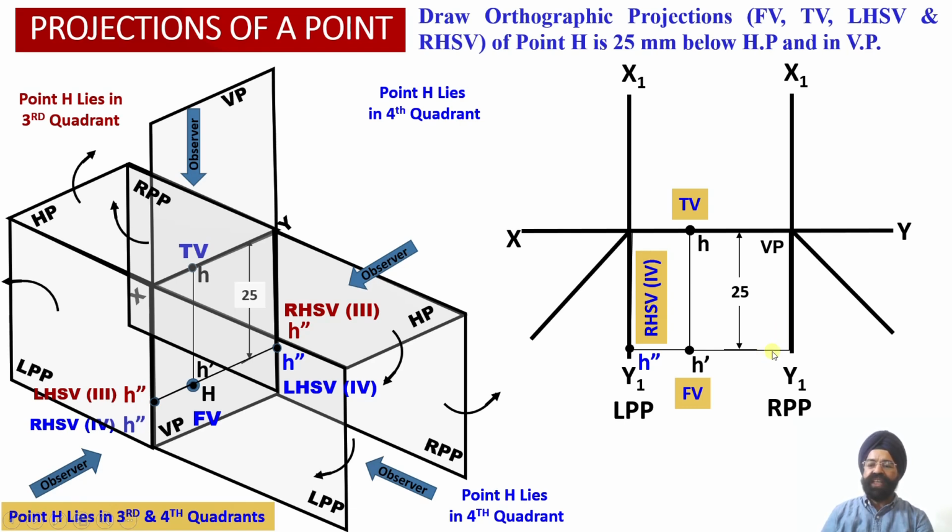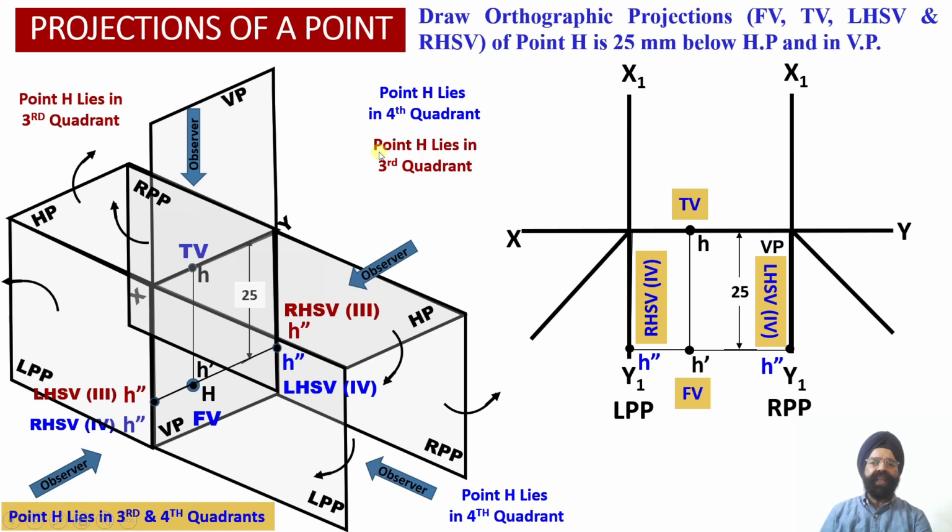So the intersection of these two projector lines will provide us with the location of point H double dash in the right profile plane in the fourth quadrant over here, indicated by blue color point H double dash. So this point H double dash indicates left hand side view projections of the point.